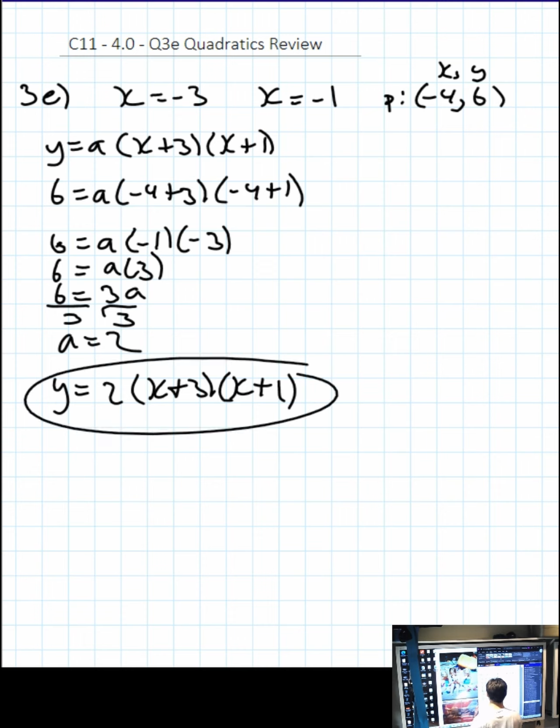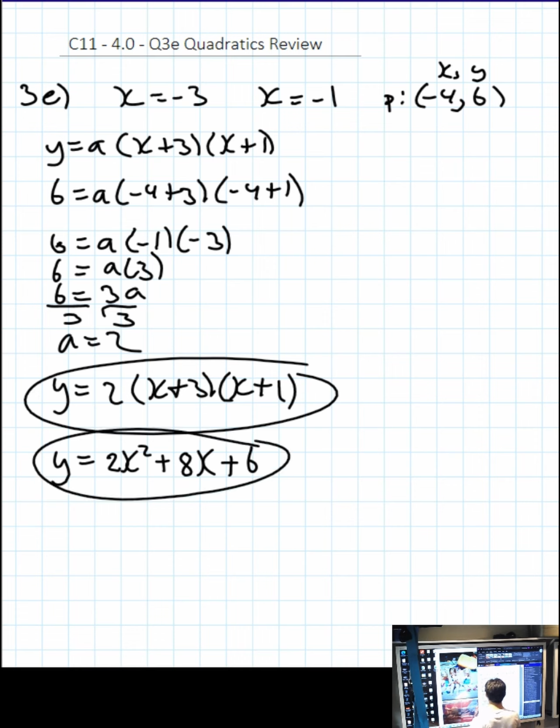Now let's FOIL it out and let's skip a whole bunch of steps. Y equals, so we're going to do the FOIL and the distribute at the same time. X times x is x squared times 2 is 2x squared. X times 1 is positive x. 3 times x is 3x. 1x plus 3x is 4x times 2 is 8x. 3 times 1 is 3 times 2 is positive 6. Circle our answer. So in the last couple of questions, we've seen how to factor to find our x-intercepts, and we've seen how to get x-intercepts and give the quadratic equation or function that holds it true. Awesome.